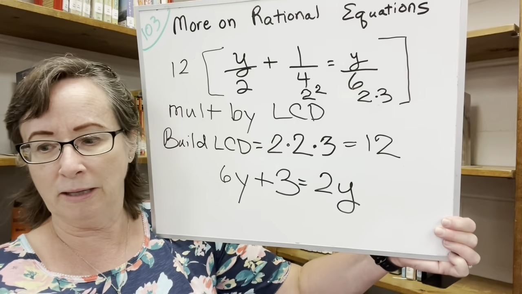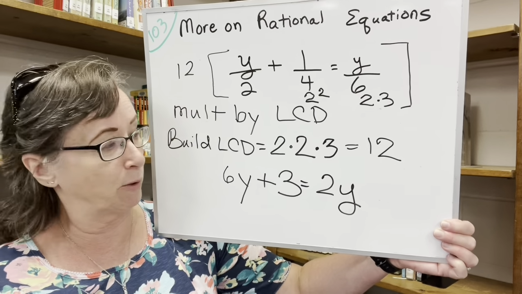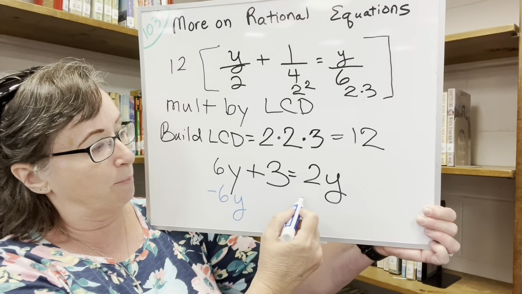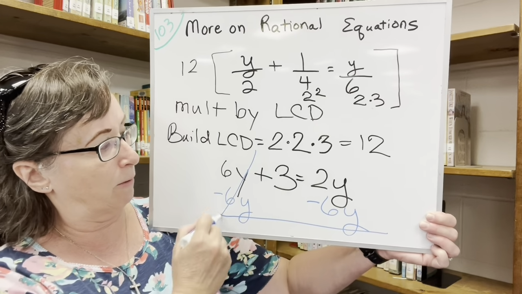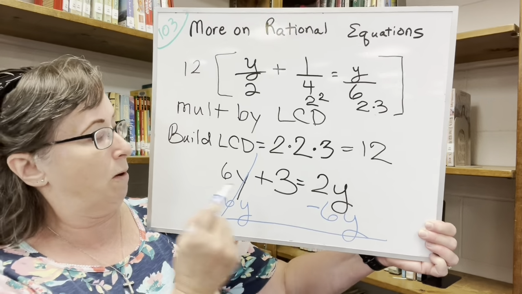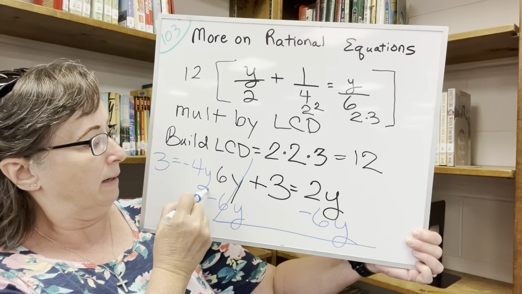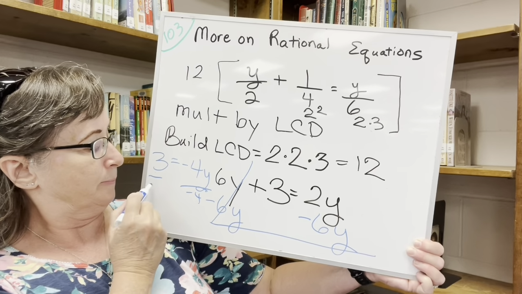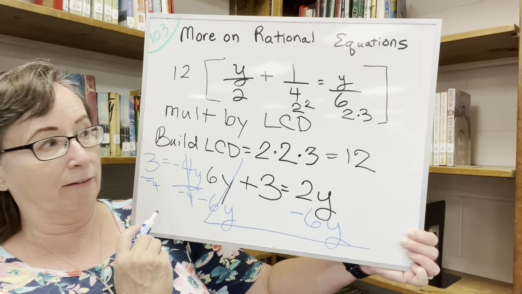All right, so now I'm going to subtract a 6y from both sides to get all my y's on one side. So minus 6y, minus 6y, and once I do that, that will cancel. And I will get 3 equals negative 4y. Now I'm going to divide both sides by negative 4. And I get y is negative 3/4.